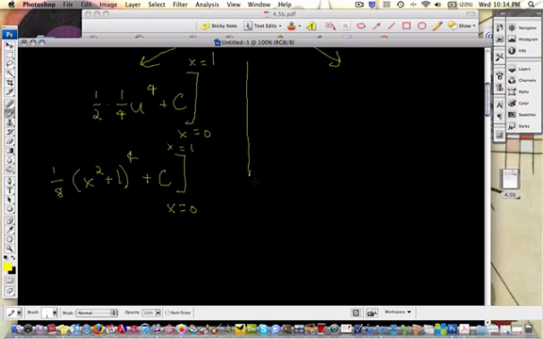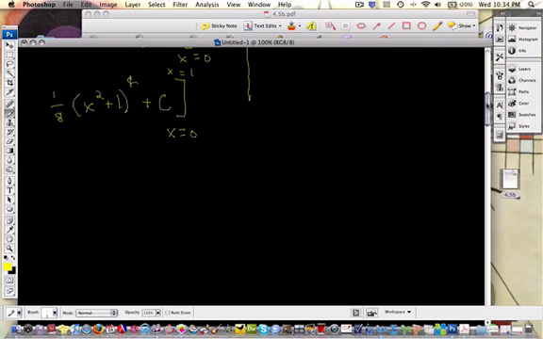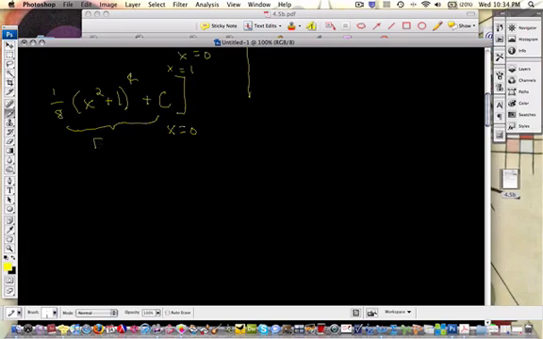Now I apply the fundamental theorem, and this here is my sort of capital F of x, my antiderivative, right? Fundamental theorem says I do this, evaluate it at 1 minus evaluate it at 0. So antiderivative at 1, antiderivative at 0. So I'm going to go ahead and do that. 1/8 times (1 squared plus 1) to the 4th. The plus c's always cancel, so I'm not going to worry about the plus c's. Minus 1/8 times (0 squared plus 1) to the 4th.